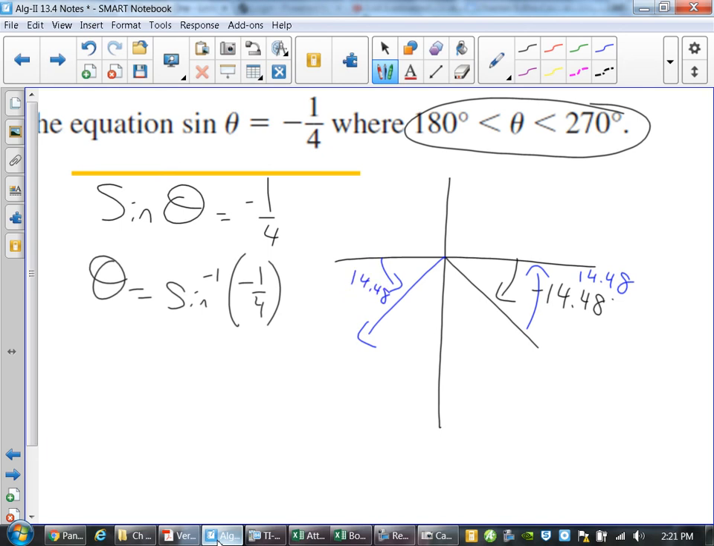What's 14.48 more than 180? 194.48. They said first. And here's what's great. You can double check your work, because if I type in my calculator sine 194.48, I get negative 0.2500004.